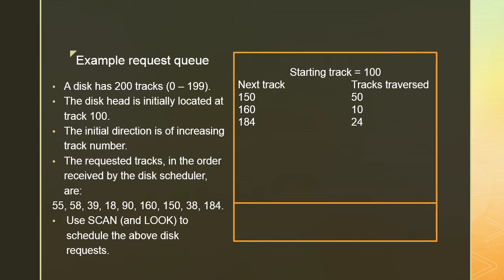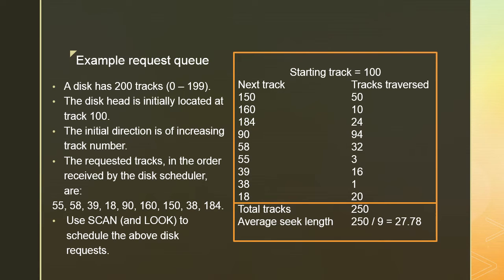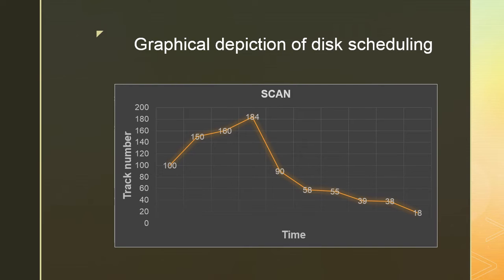So the next track is 90. If we were not using look, then from 184 we would have gone to the last track, which would be 199, and from there we would have moved to 90. So we move to 58, then 55, then 39, then 38, then 18. Total tracks are 250. Average seek length is 27.78. This is how the head moves for scan with look.